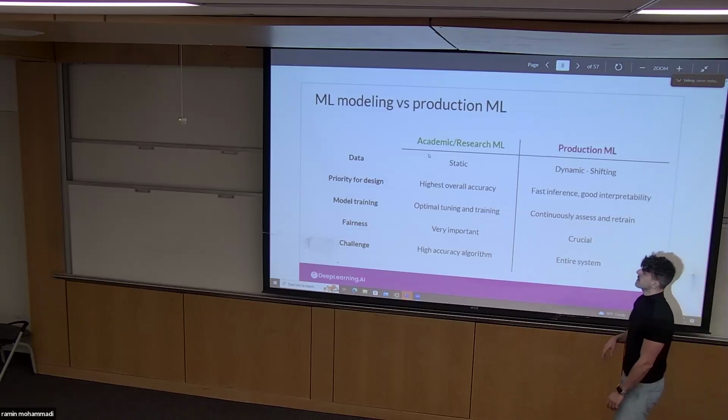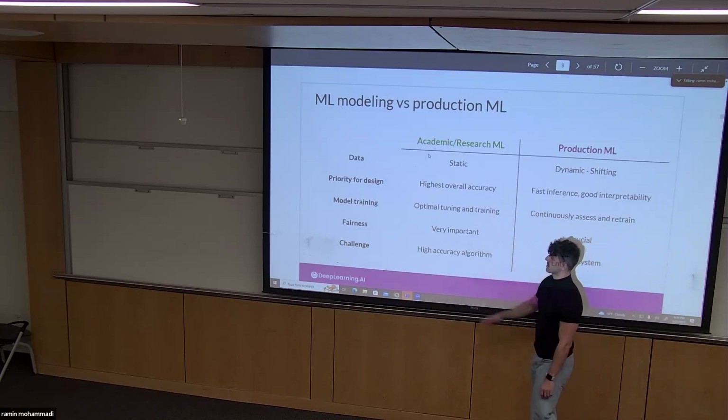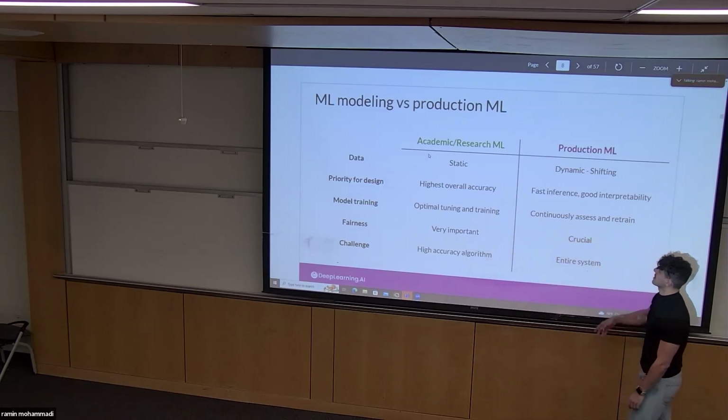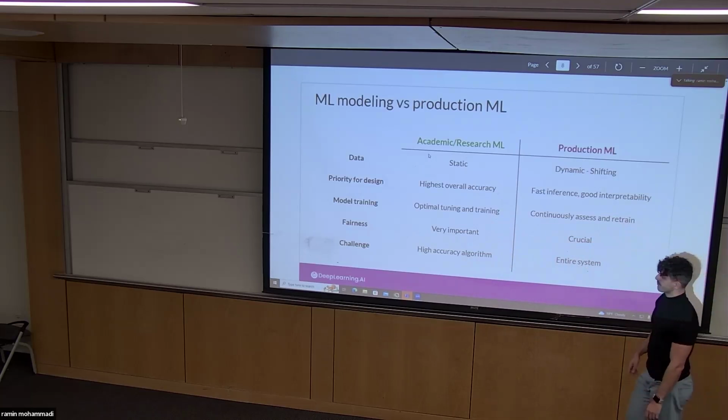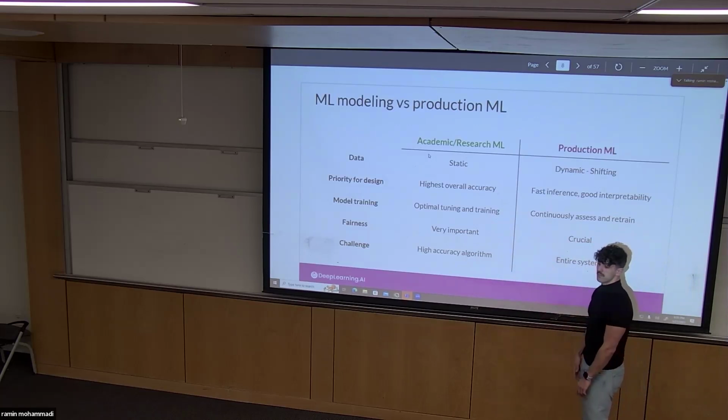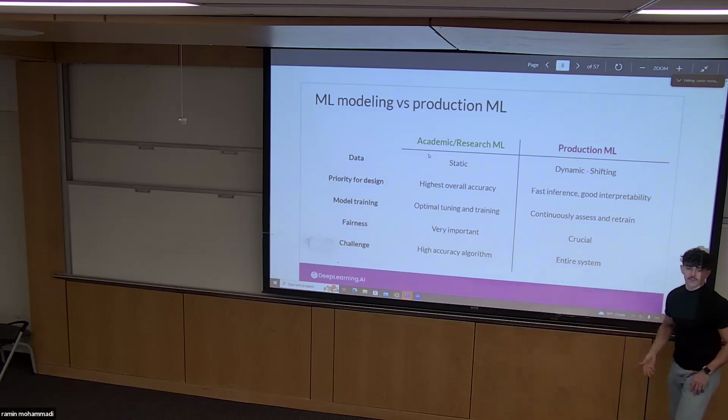When it comes to model training, in academia you focus on optimal tuning and training. In industry, you focus on continuously assessing and retraining. Fairness in academia is really important. It probably wasn't important before, and recently it's getting more important. And in industry it is crucial. You can easily lose a business if you haven't accounted for fairness.